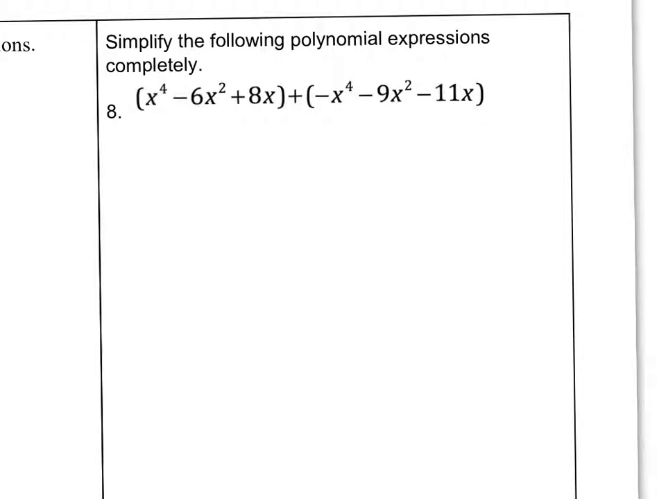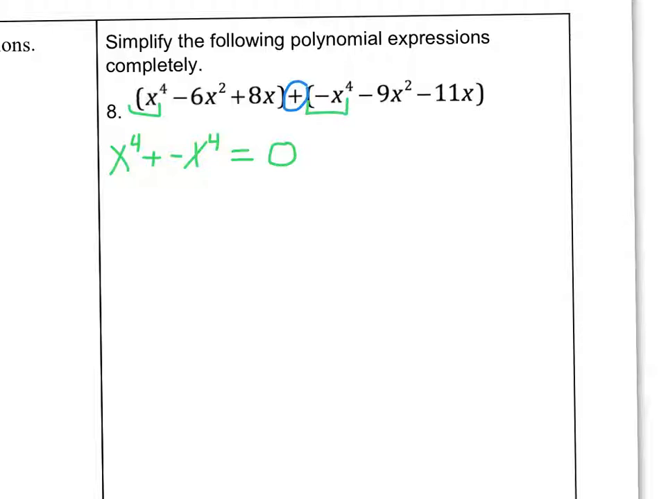For problem number 3, the biggest issue that I'm seeing here is not seeing a plus here, and instead trying to do distribution, which is not what this is asking you to do. This is really a combining like terms problem, and we're going to start off with x to the 4th plus negative x to the 4th. When I'm adding these two things together, we get 0 because they cancel each other out.